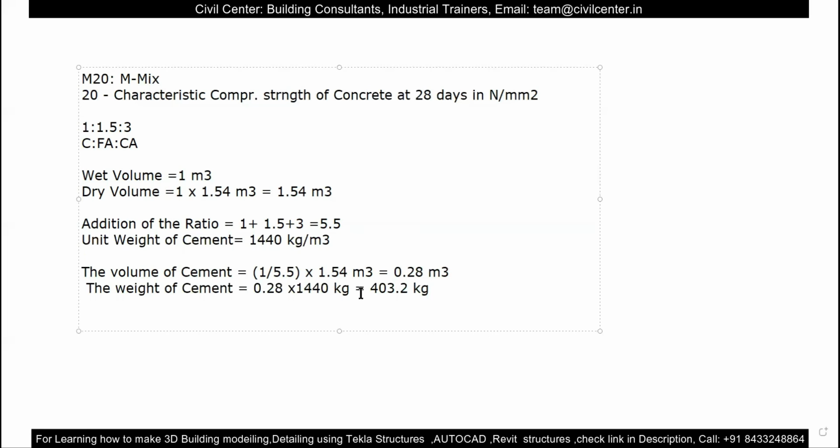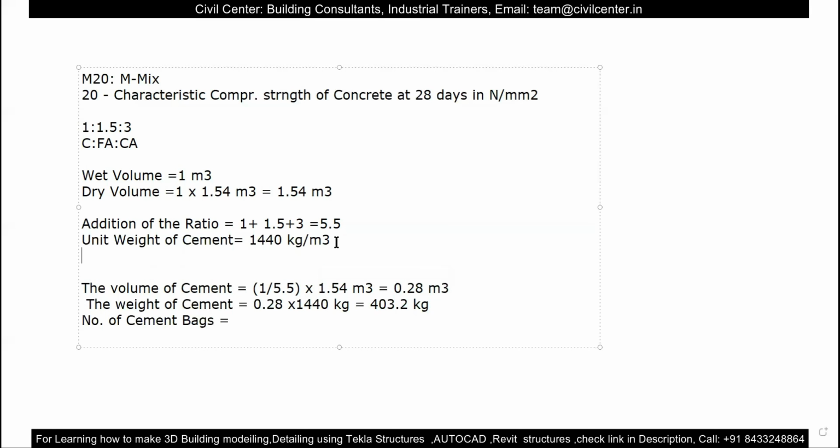Now the weight of the cement is found out. Now the number of cement bags. We know the weight of one bag of cement equals 50 kgs. Number of cement bags equals 403.2 divided by 50, which will be around 8 bags. The exact figure is 8.064, so you can take 8 bags for approximation. So 8 bags of cement.